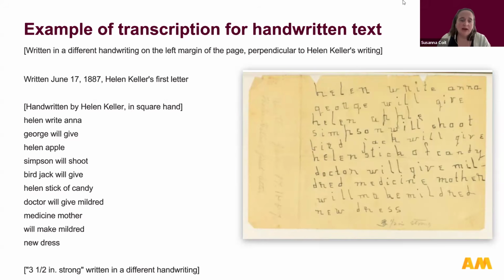We note in brackets that it is handwritten by Helen Keller and that it is written in what's known as square hand, which is a simple structured writing system for the blind. That's a historically important part of the letter, so we make sure to include that so that it's part of the metadata and transcription. In this case, I'm going to go against what I just said.